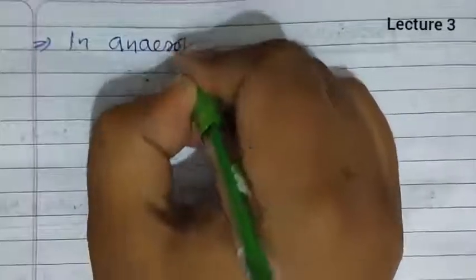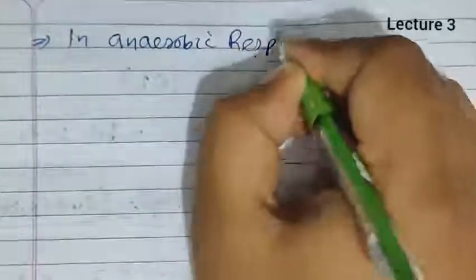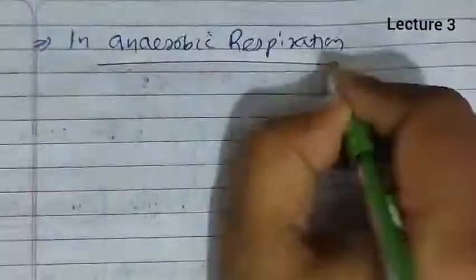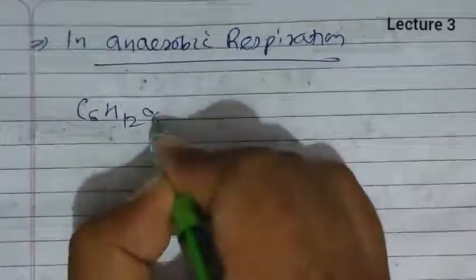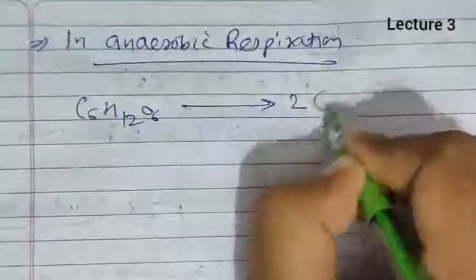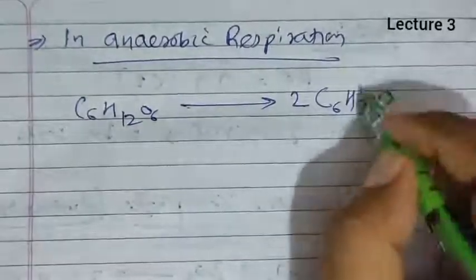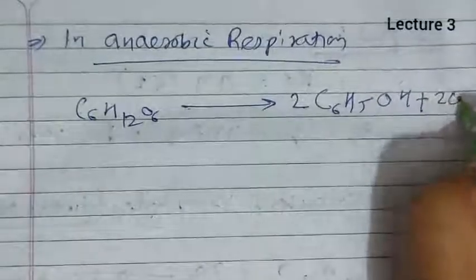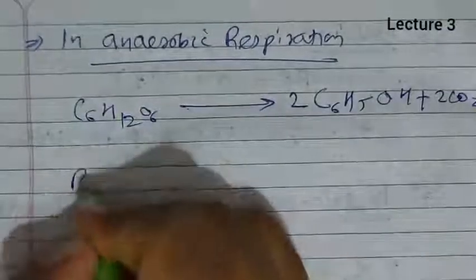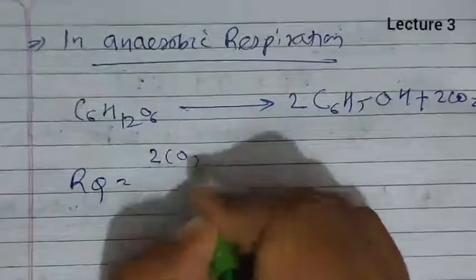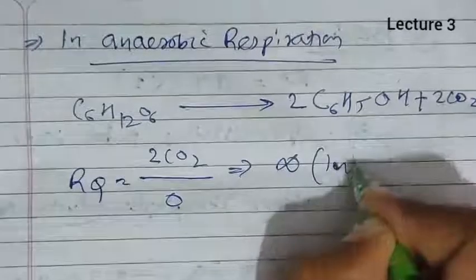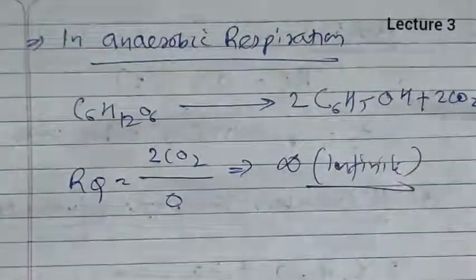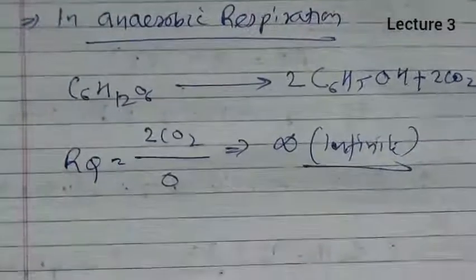In the case of anaerobic respiration, if we consider, then the reaction becomes C6H12O6, in the presence of zymase, gives rise to C2H5OH plus 2CO2, meaning O2 is not used. So RQ becomes 2CO2 upon 0 O2. So this becomes infinity. So in anaerobic respiration, RQ becomes infinity.